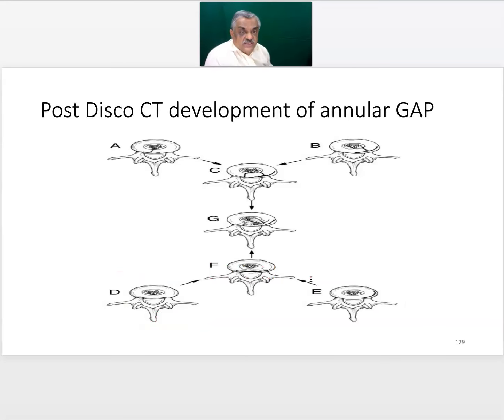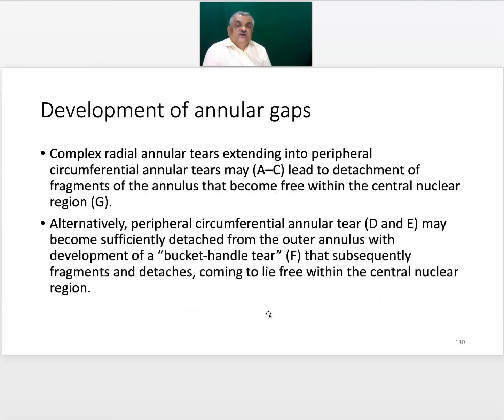Now, post-disco CT development of annular gap is shown in this illustration from the paper. Commonly, since we either do an open surgery or an endoscopic surgery concentrating on those patients where we have a clear-cut disc herniation, these changes, which are very important and which actually explain the causation of back pain, many times are ignored. We need to be more aware of these changes. Now, how do annular gaps develop?